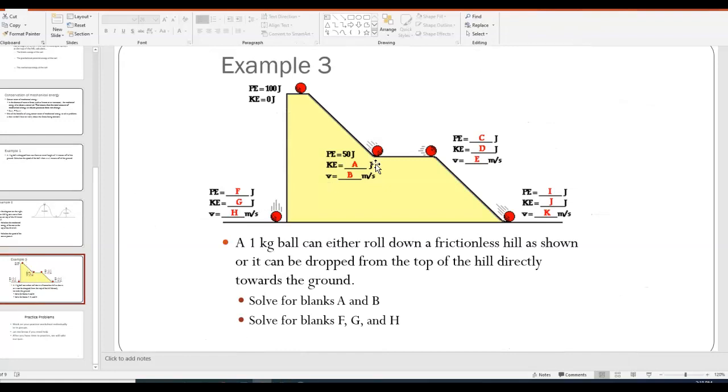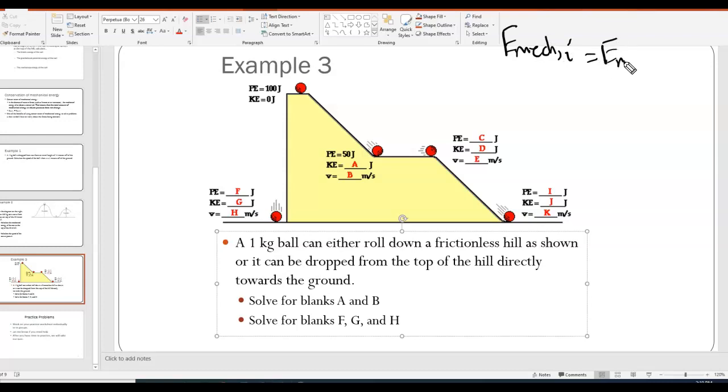Okay, example 3. So we have a picture here, and it says a 1 kilogram ball can either roll down a frictionless hill as shown, or it can be dropped from the top of the hill directly towards the ground. And we're asked to solve for some blanks. Now, again, the key concept here is mechanical energy is conserved. That means the final and the initial mechanical energy are the same. Don't forget that when we talk about mechanical energy, we mean kinetic plus potential. In other words, the kinetic plus potential is always a fixed number. Now, as long as you understand this concept, this question is actually pretty easy.